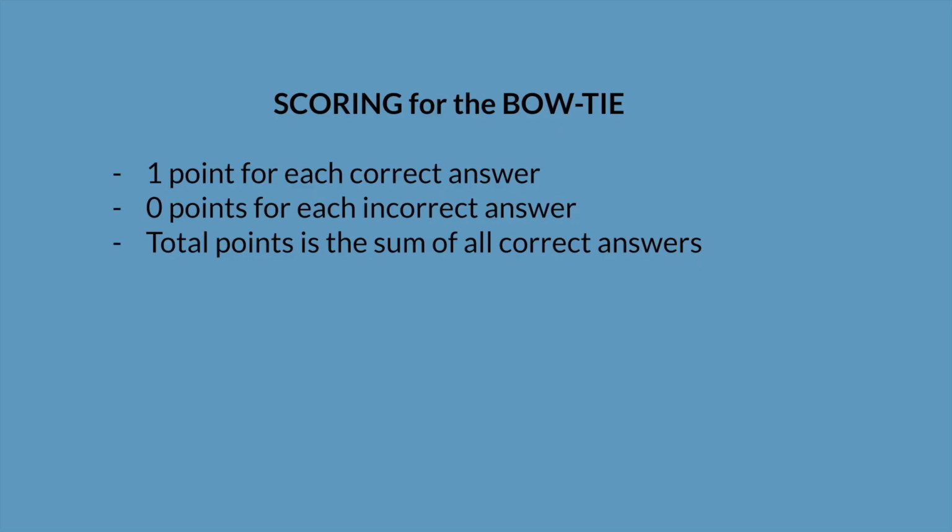Scoring for the bow tie, you get 1 point for each correct answer, 0 points for an incorrect answer, so you're not penalized if you get it wrong. And the total points you receive on this question is the sum of all your correct answers.